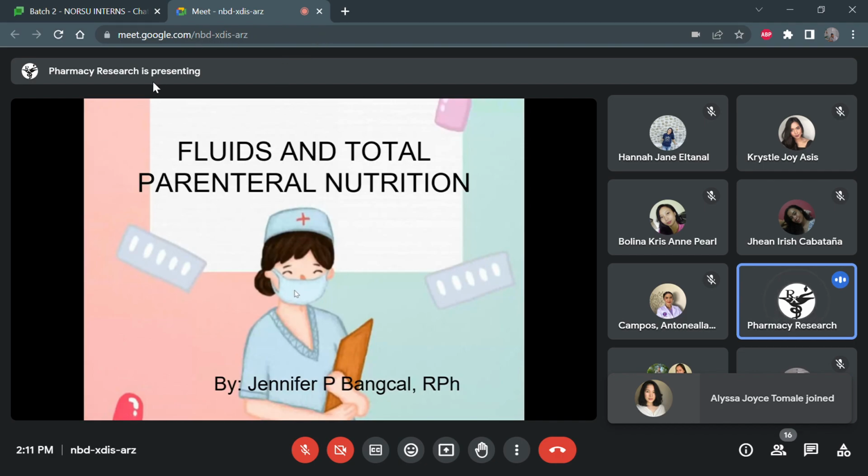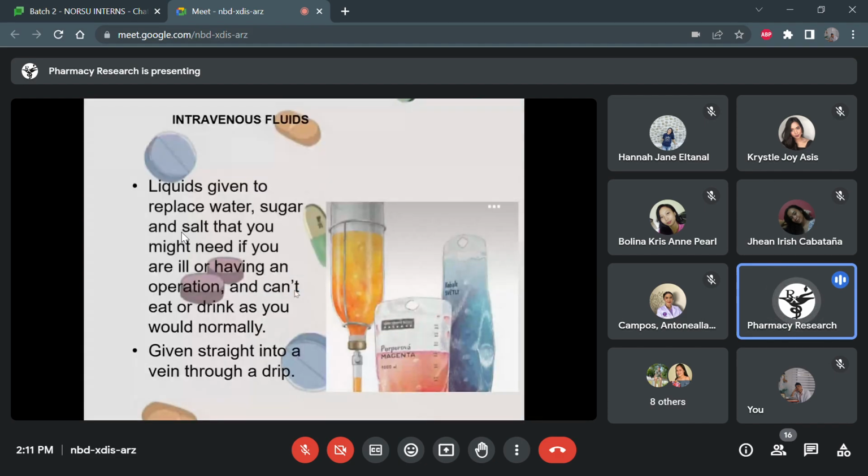Liquids that are given to replace water, sugar, and salt that is needed for an ill patient, a patient having an operation, or a patient who cannot eat or drink. It is given straight through an IV drip. So, intravenous fluids, from the word intravenous, IV drip.